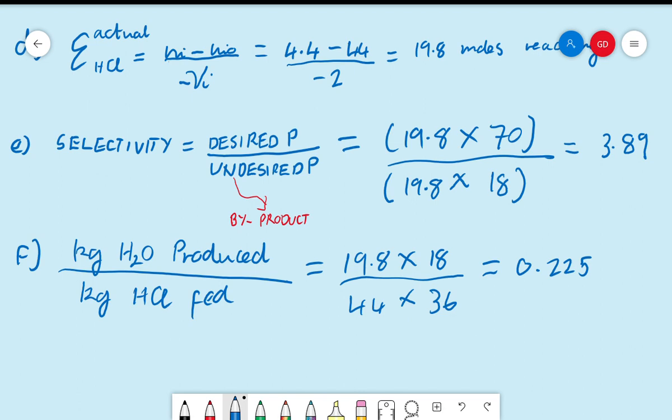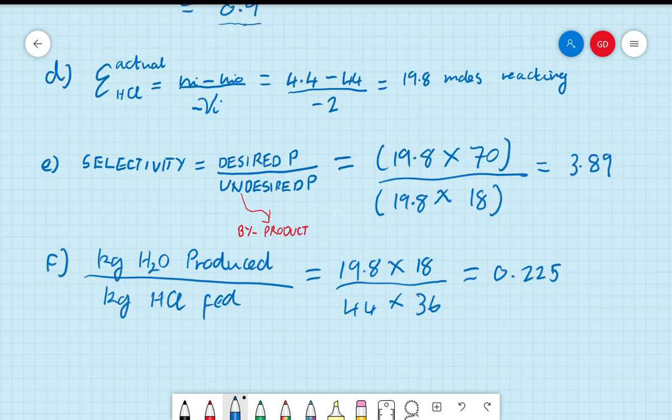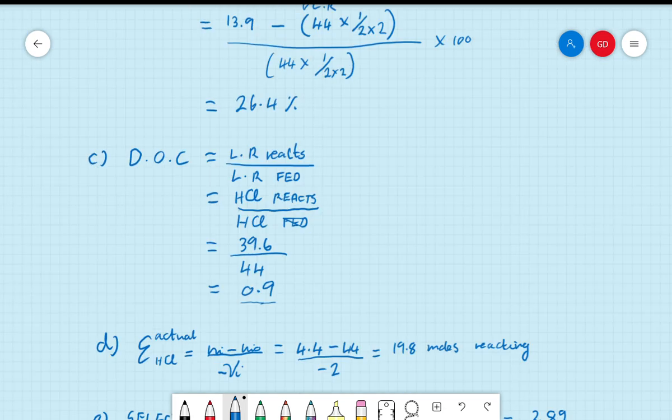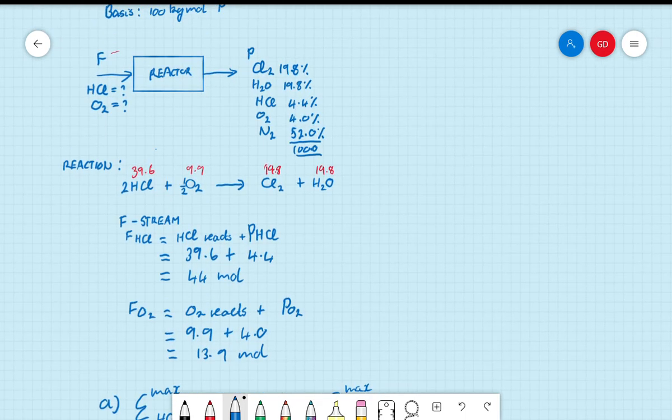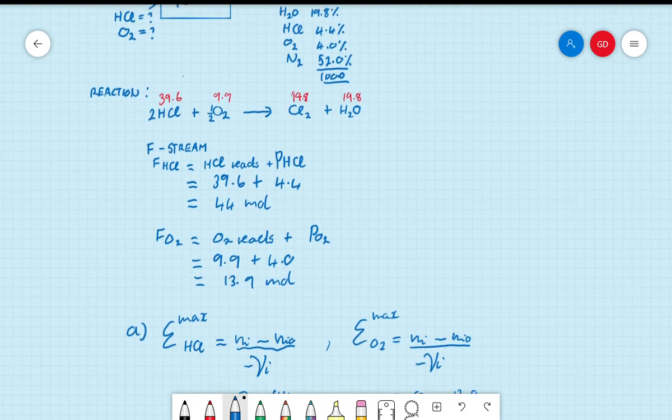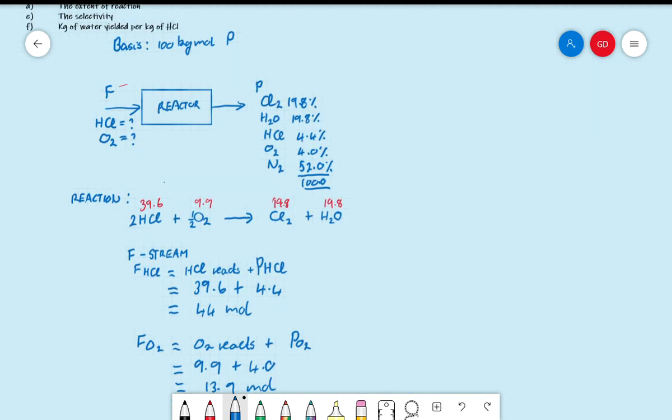That's what it means. Now you can go back and review everything and see if you got everything right. In stoichiometric problems, it's just a matter of understanding the terminology and understanding how to utilize the chemical reaction equation. Once you can do that, everything becomes simple.